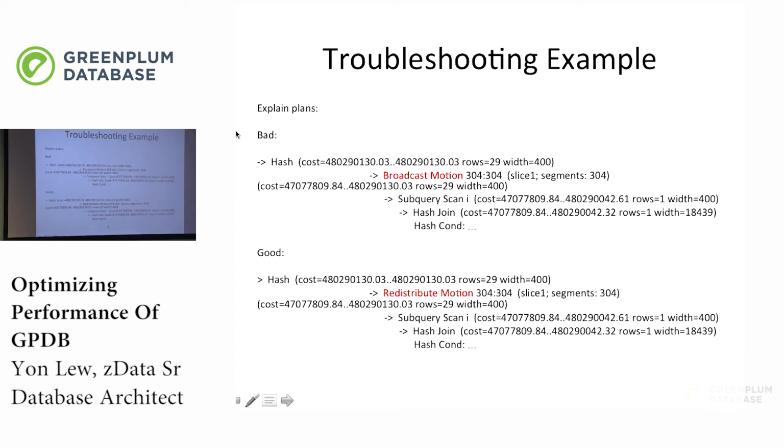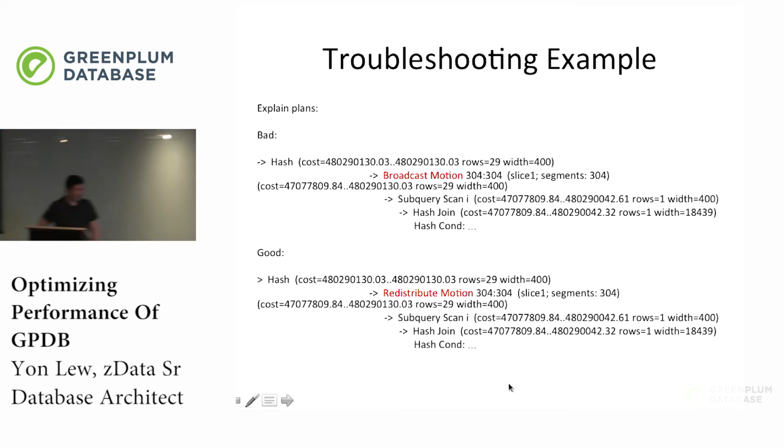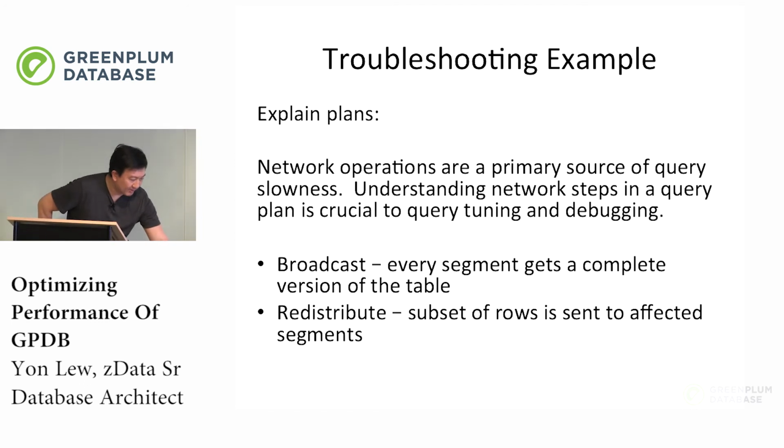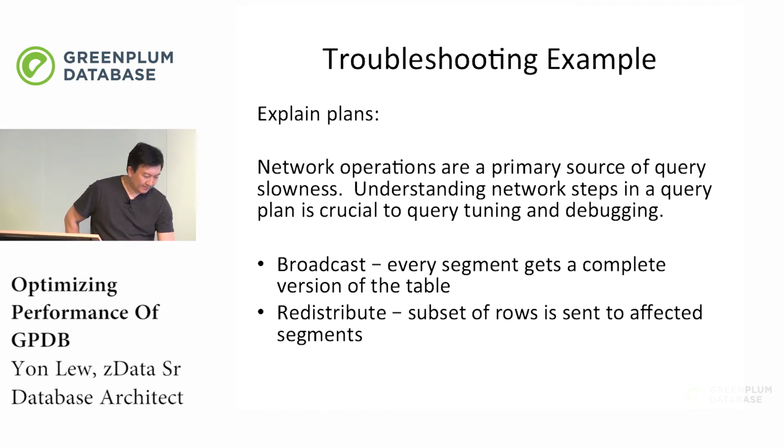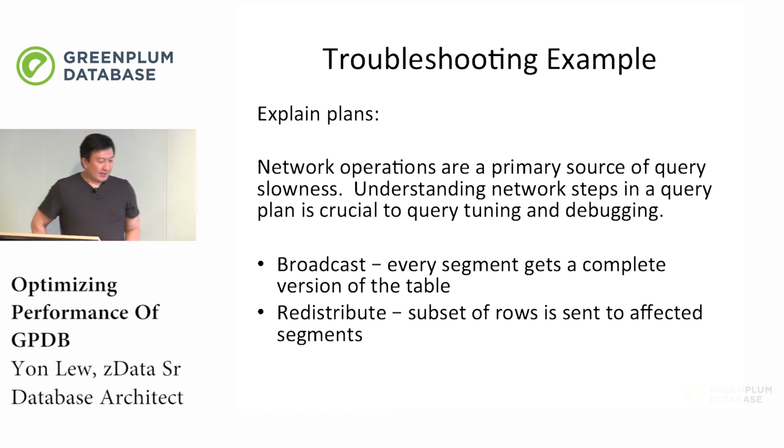And the first thing we see is that the bad explain plan is doing a broadcast, and the good explain plan is doing a redistribute, right? So it's actually doing a hash join, and it's broadcasting one of these tables instead of redistributing them. So I mentioned that network is actually a huge factor in query performance. And understanding what the query is doing with regards to network is crucial to actually tuning queries and debugging them.